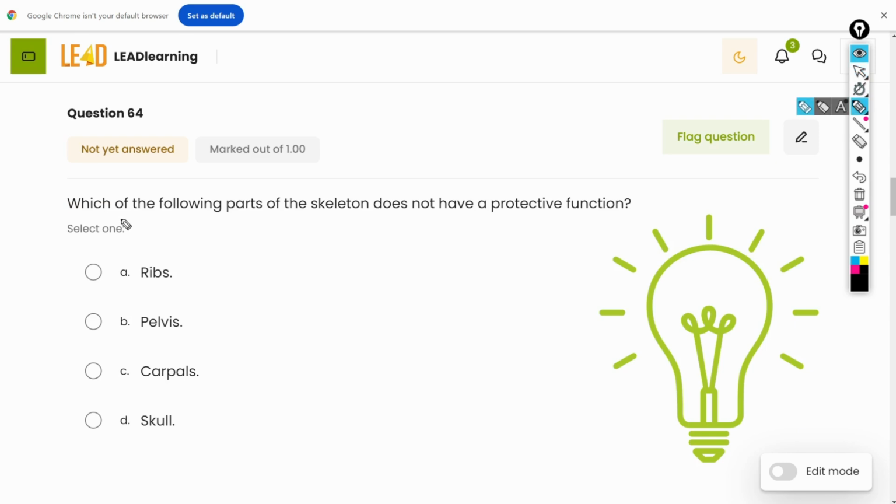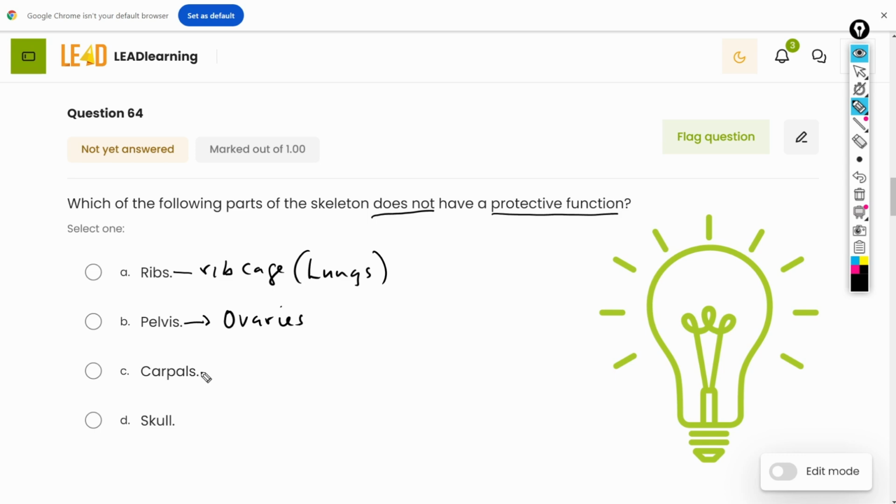Question 64. Which of the following parts of the skeleton does not have a protective function? The ribs form the rib cage, and within the rib cage we have the lungs being protected. The pelvis protects the ovaries in female animals. Then the carpals are the digits. The skull protects the brain. So from this information, the structure that does not perform a protective function is the carpals, which is option C.